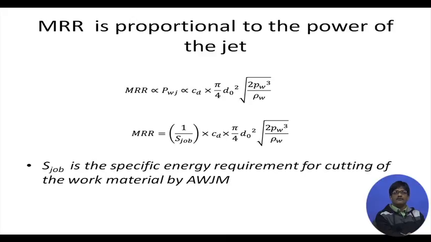Now, we are here making a statement that material removal rate is proportional to the power of the jet. Material removal rate is proportional to the power of the jet, and we have the constant equal to 1 by the specific energy requirement for cutting the work material by abrasive water jet machining.